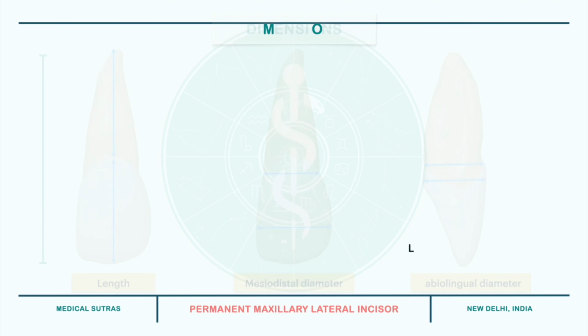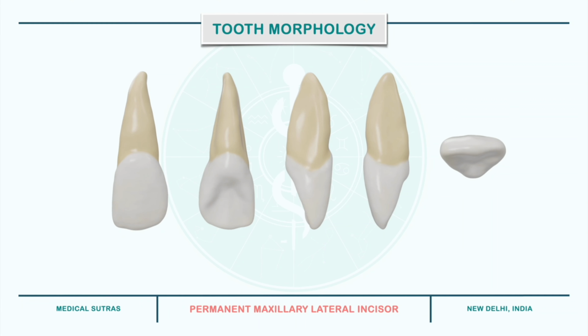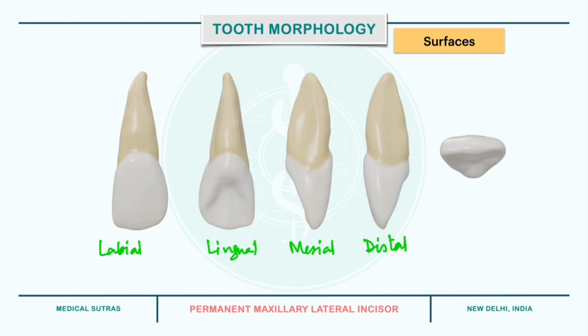Now let's understand the surfaces, line angles and point angles. The permanent maxillary lateral incisor has 4 surfaces and 1 incisal ridge. The surfaces include labial, lingual, mesial and distal surfaces. The incisal ridge with time changes to a surface due to continuous occlusal wear and is also referred to as the incisal surface in several textbooks.